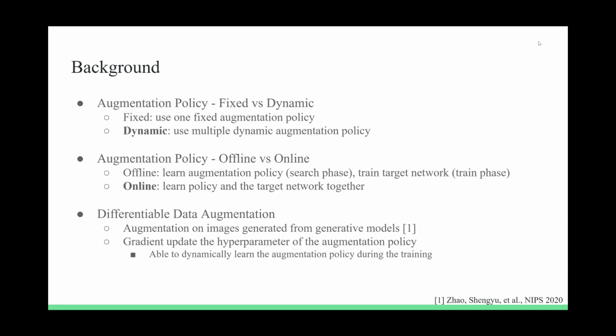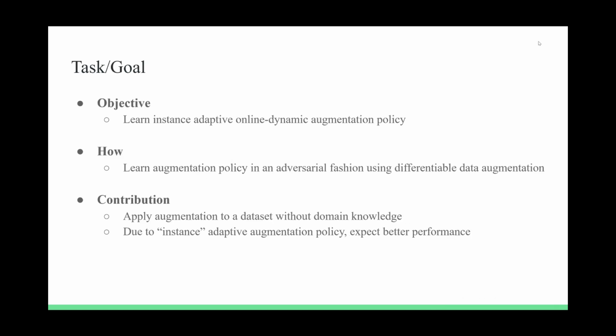Since we aim to learn the augmentation policy in an end-to-end manner, we consider dynamic online augmentation policy. Furthermore, we leverage differentiable data augmentation, which was originally used for transforming GAN-generated images, but here we use it to learn the augmentation policy parameters. To summarize our points, we aim to learn instance adaptive online dynamic augmentation policy through adversarial training using differentiable data augmentation.